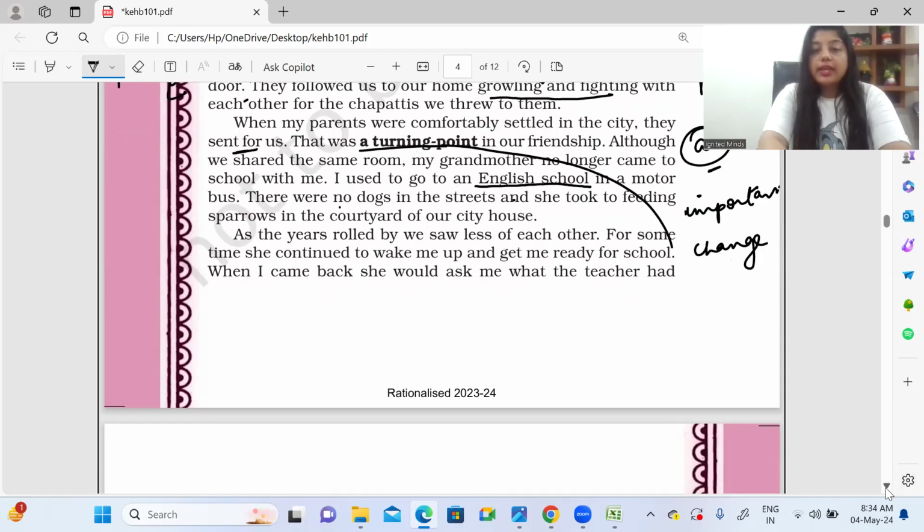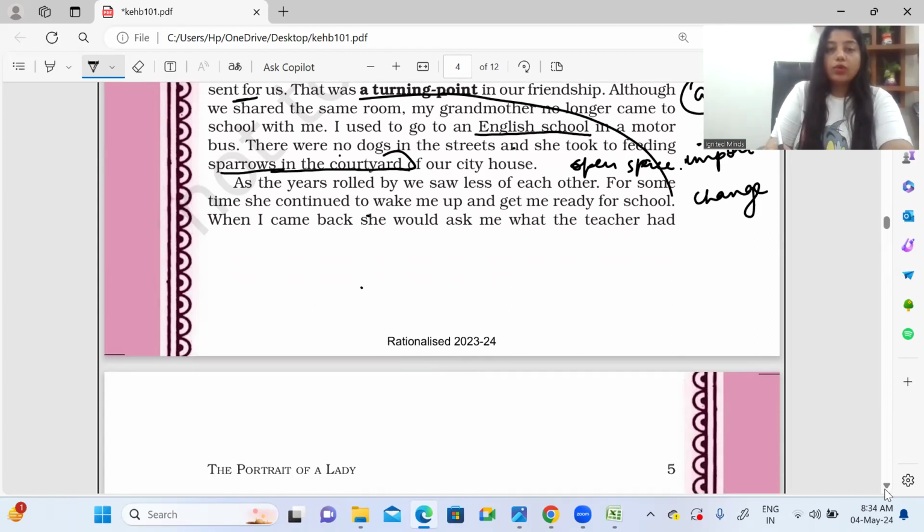There were no dogs in the street, and she took to feeding sparrows in the courtyard. So now she could not find dogs, but she found sparrows. And courtyard here means an open space in the house. It would be at the back. Okay. So she found an open space at the back of the house and she used to feed sparrows. As the years rolled by, here simply means passed by, we saw less of each other.